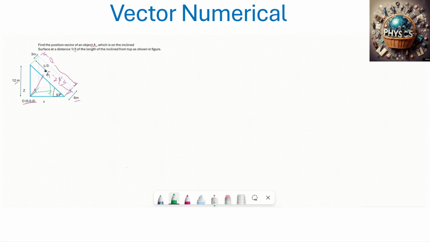Correct. So the y part we can take first, because we already know we need to move till the center of the wedge along the incline. So this part is 3 meter. So in y we are moving by 3 meter. Now just consider a triangle exactly in the center of this wedge, something like this.